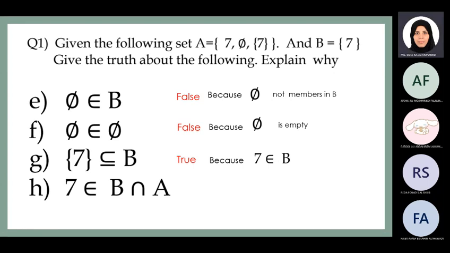7 belong to B intersection A. Again, I have to see what B intersection A is, and then check if 7 is a member in that set or not. So look over the common elements between B and A. This is the set A and this is the set B. The common is only number 7. So the result here will be a set that contains 7. Does 7 belong to that set? Yes, it's true, because 7 is a member in the intersection between A and B.